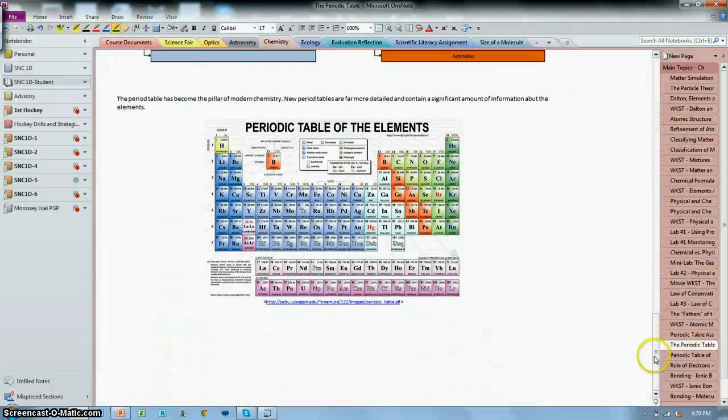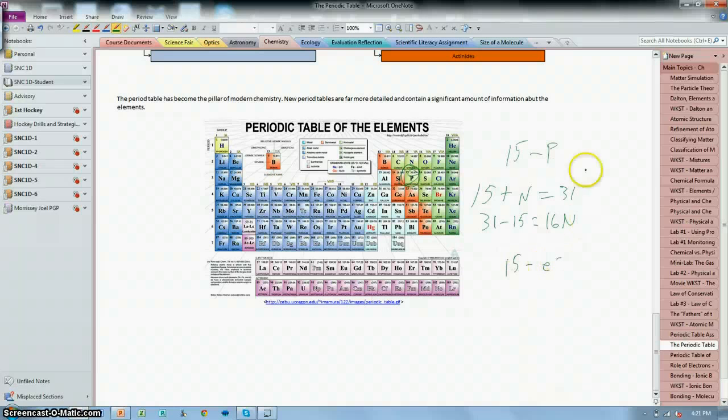All right. So I would always find phosphorus first in this case. I see that it has an atomic number of 15, which means it has 15 protons. I see that it has a mass of 31, so we'll have 15 protons plus I don't know how many neutrons to give me 31 atomic mass. So we'll have to do a little bit of math there, right? 31 minus 15 will give me 16 neutrons. And it's a neutral atom, so it's going to have 15 electrons.